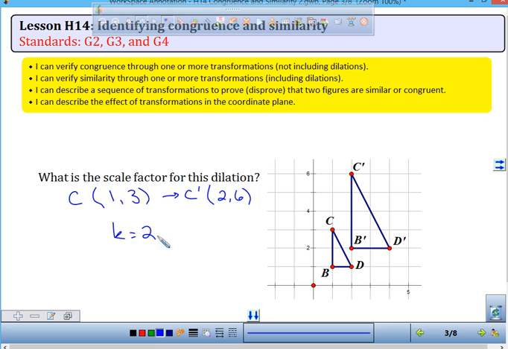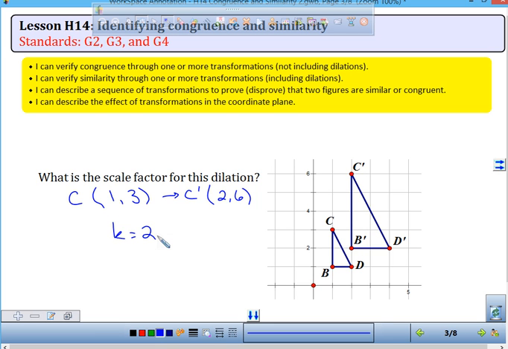Another way you can find the scale factor is using the distance or the length of the sides. From B to C, how long is that side? And then from B prime to C prime, how long is that side? 4. So to get from 2 to 4, what do I have to multiply by? I could even check here. B to D is how long? And B prime to D prime is 2. What do I multiply 1 by to get to 2? There, that you can use.